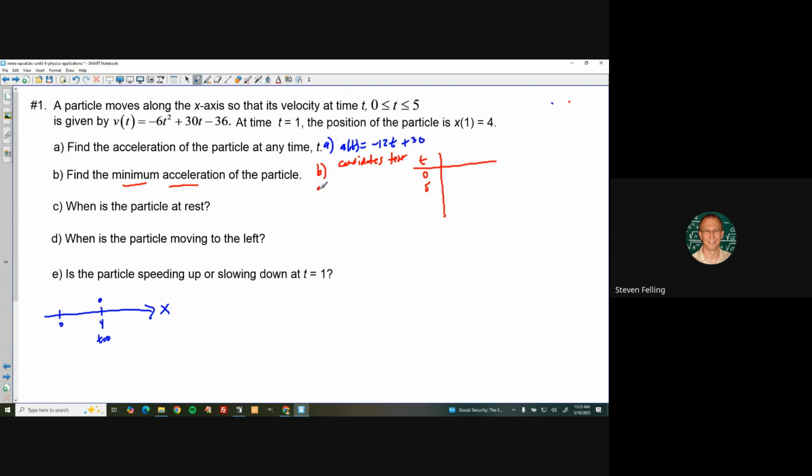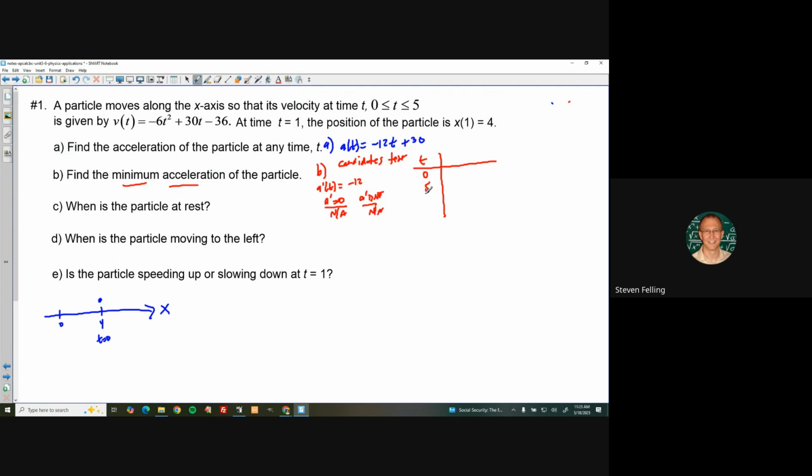So let's take the derivative, a prime of t, since we're minimizing this, and that is negative 12. Is there any place where the derivative is 0? Nope, not applicable. And is there any place where the derivative does not exist? Nope. So we get no additional values.